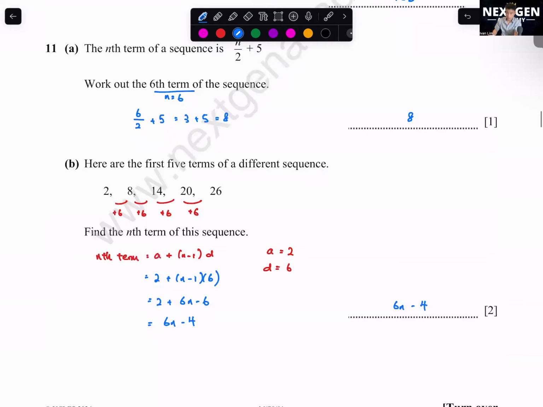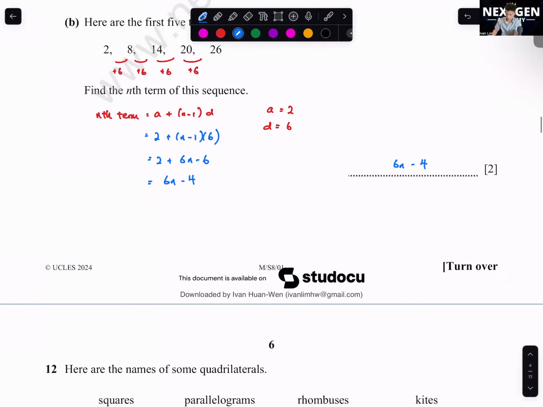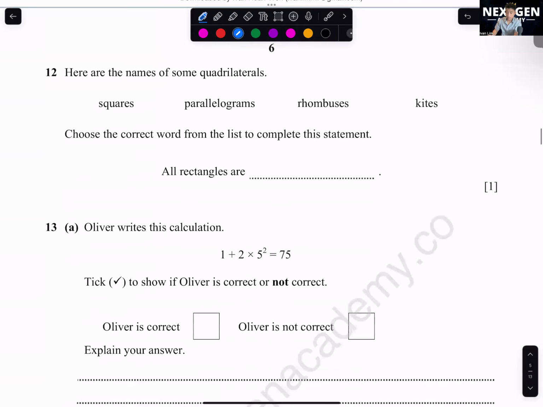All right, let's go to question 12. If I'm going too fast, ask me to slow down, if you haven't copied yet. Number 12. Here are the names of some quadrilaterals: square, parallelogram, rhombus, kite. Choose the correct word from the list to complete this statement. All rectangles are what? Try to interpret it.